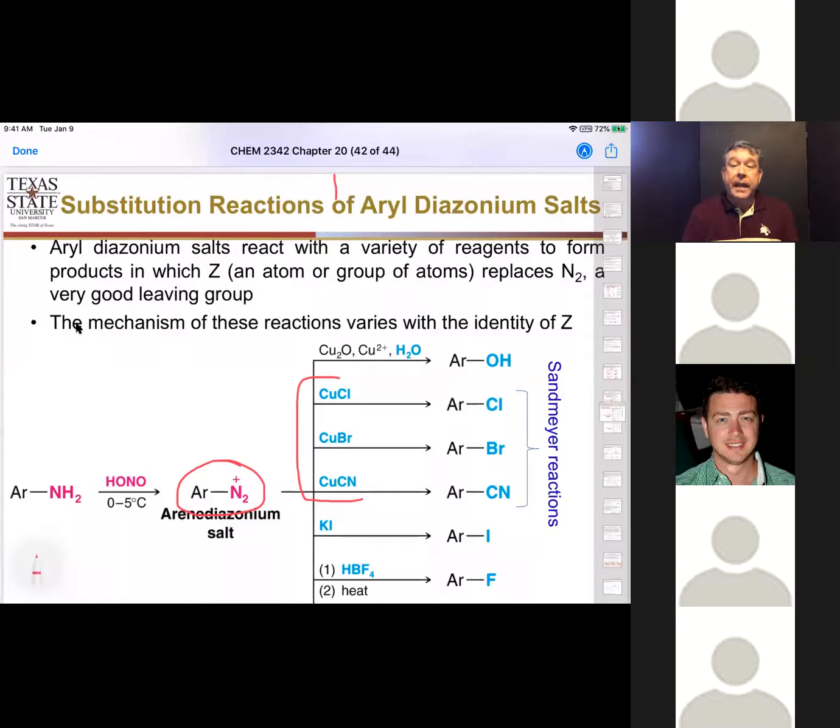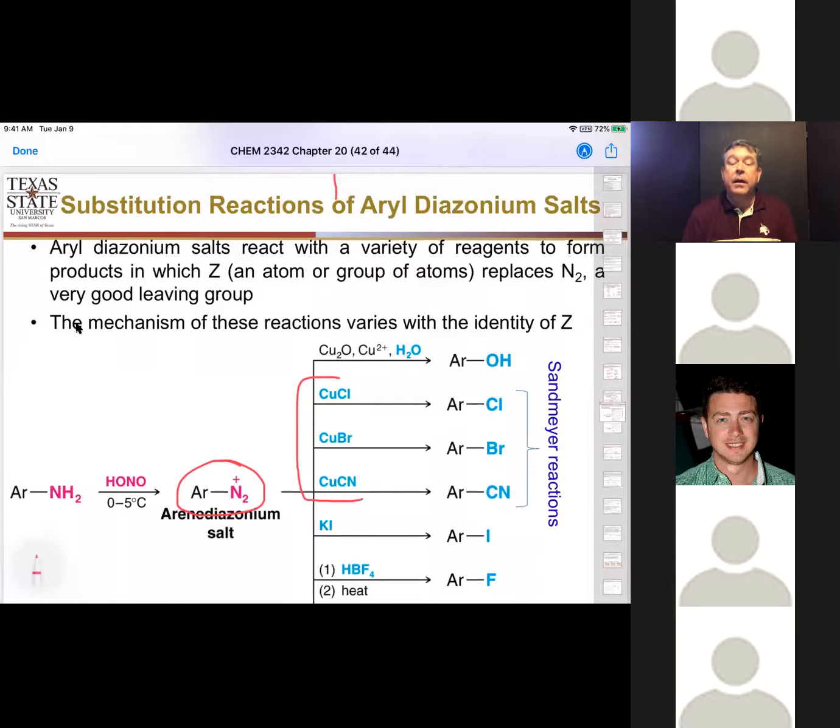So if you already have an amine on your aromatic ring, you know you can get exact displacement at that site by going ahead and creating your diazonium salt, using your nitrous acid here, and then by adding a copper salt of copper chloride, copper bromide, or cyanide. You can also add hydroxide at that position by using copper oxide and water at the end. Okay, so again, you're getting exact substitution.